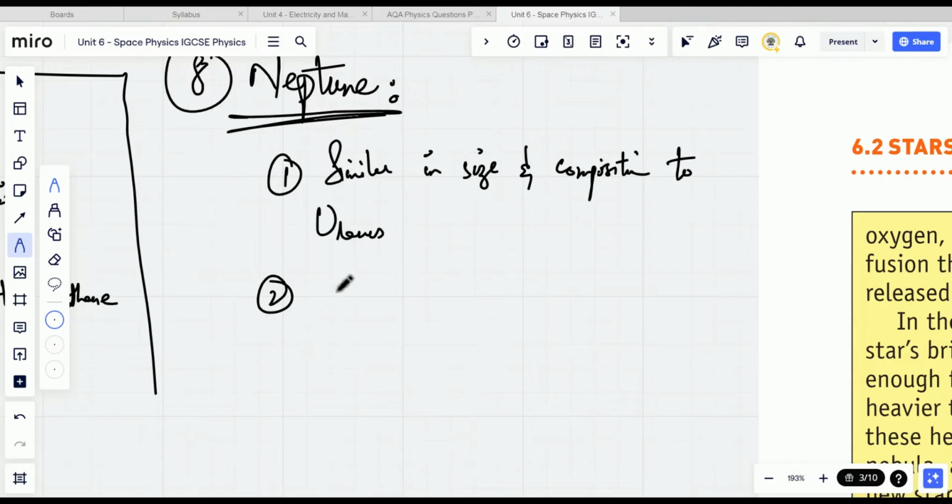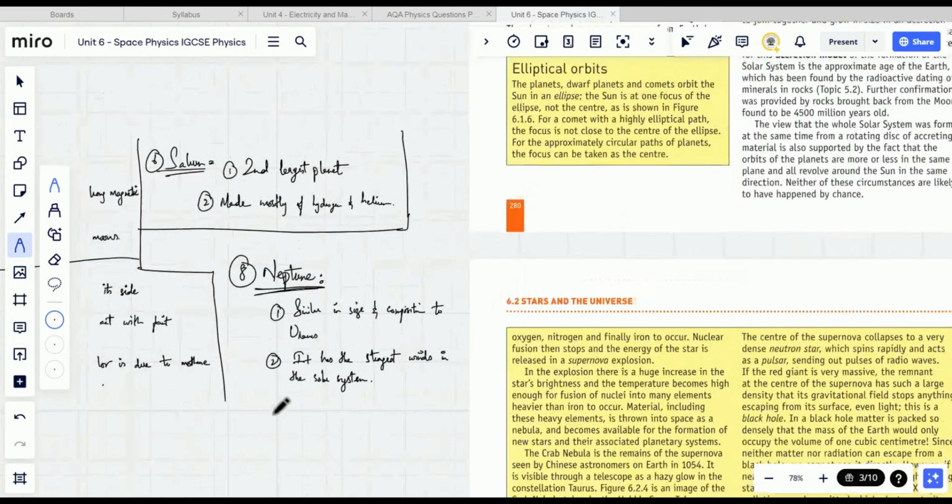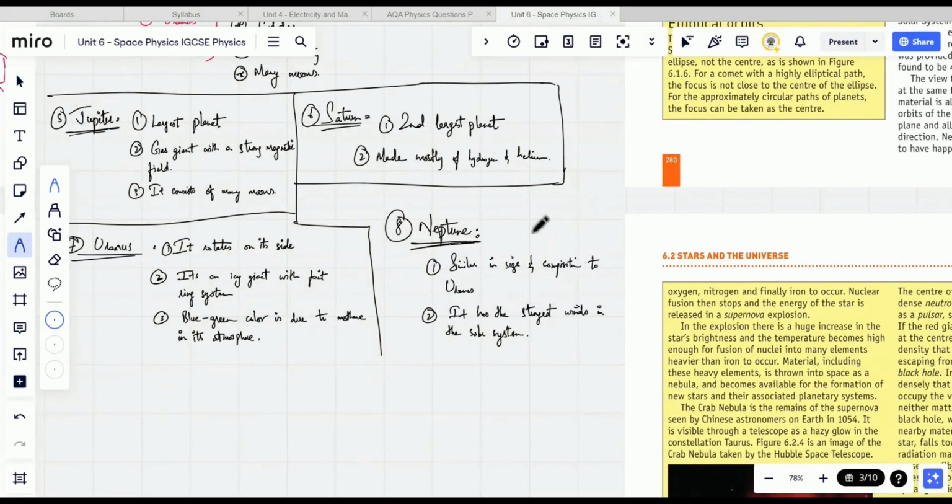Okay, so it has the strongest winds in the solar system. There's no other planet that has the strongest winds in its atmosphere. And yeah, that's pretty much about the 8 planets.